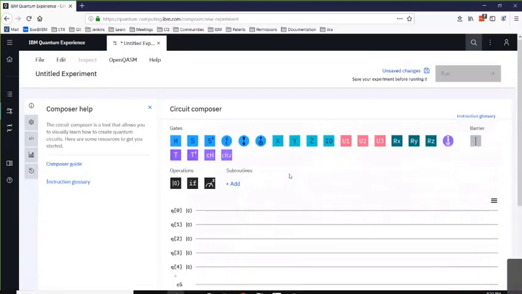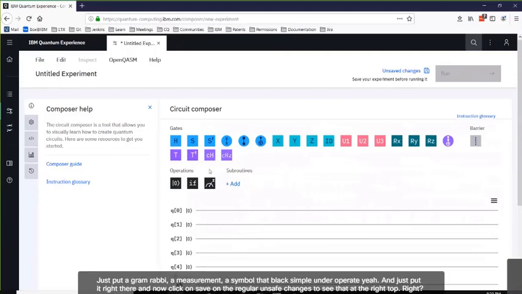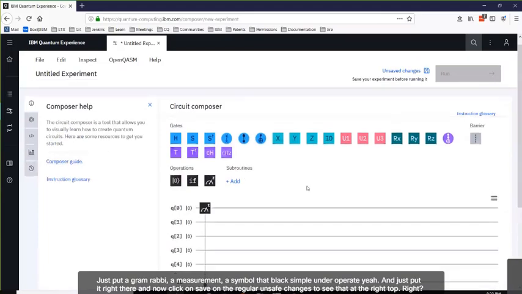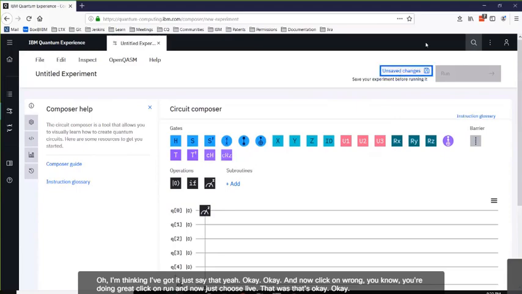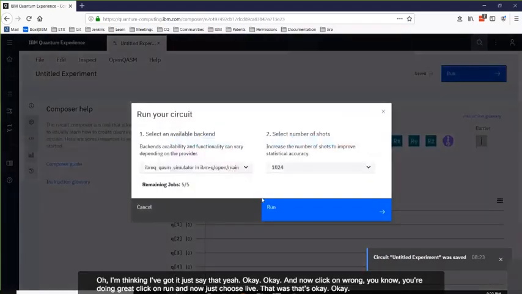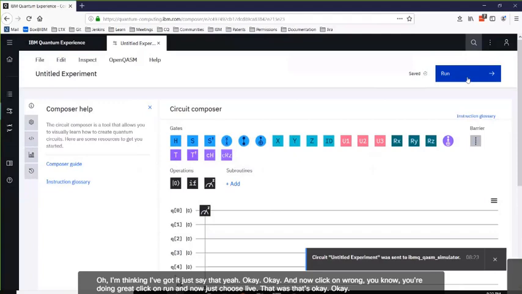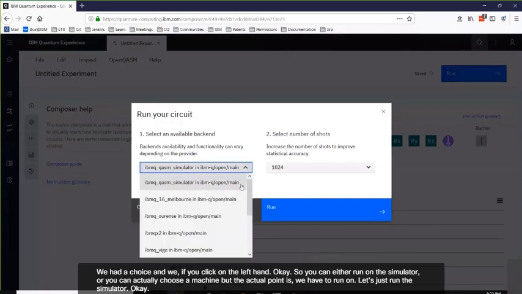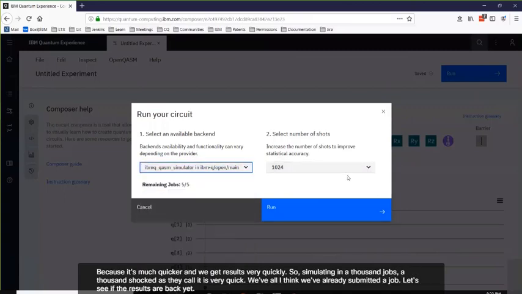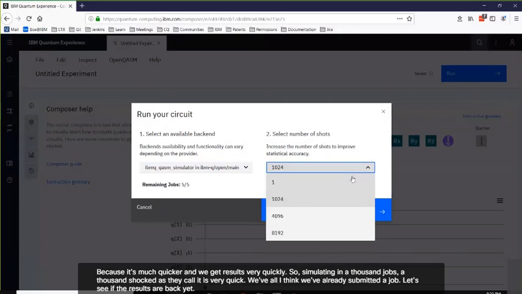All right, so the first thing I'd like to do is grab a measurement symbol, that black symbol under operate, and just put it right there. And now click on save at the top right, unsaved changes. Okay. And now click on run. You're doing great. That was a little fast. That's okay. We had a choice: you can either run it on the simulator, or you can actually choose a machine, an actual quantum computer, to run it on. Let's just run it on the simulator now, because it's much quicker and we get results very quickly. Simulating 1,000 shots, as they call it, is very quick.